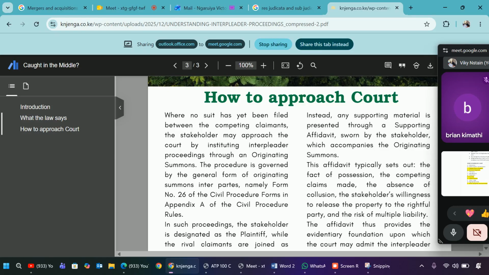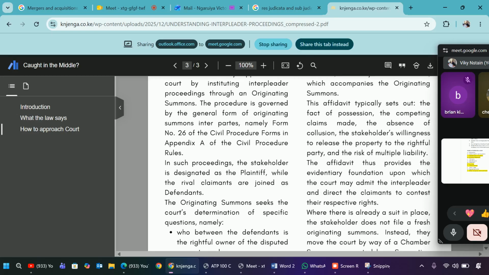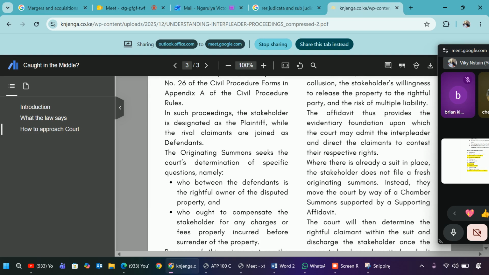Where no suit has yet been filed between the competing claimants, the stakeholder may approach the court by instituting interpleader proceedings through an originating summons. Okay? The procedure is governed by the general form of originating summons inter partes, namely Form 26 of the Civil Procedure Forms. In such proceedings, the stakeholder is designated as the plaintiff, while the rival claimants are joined as defendants.